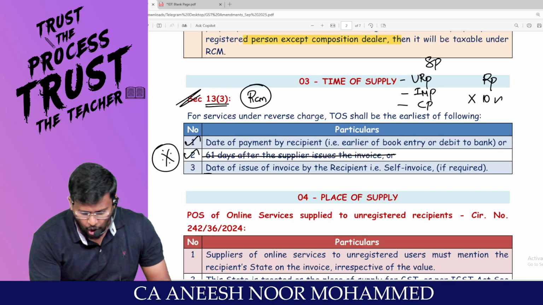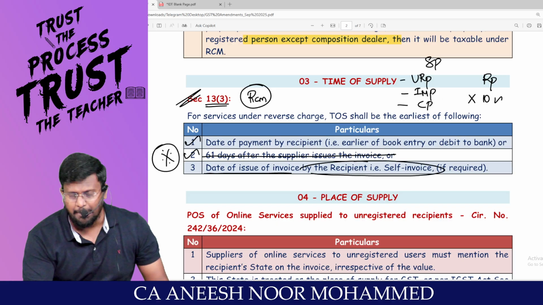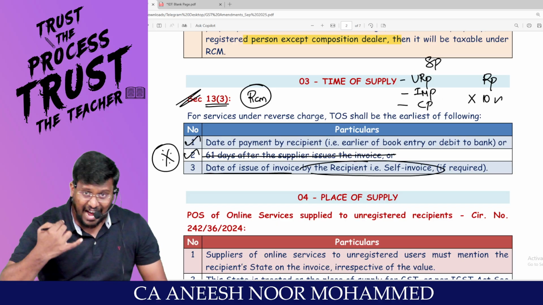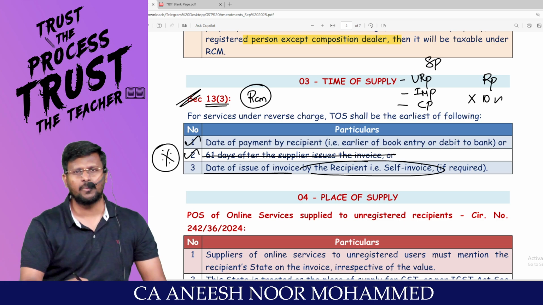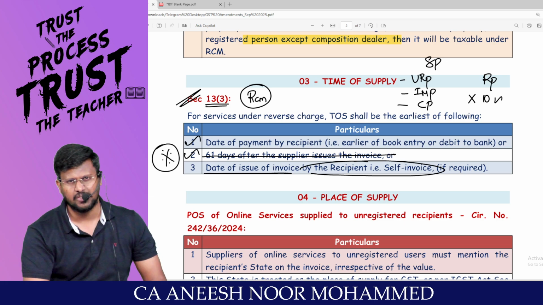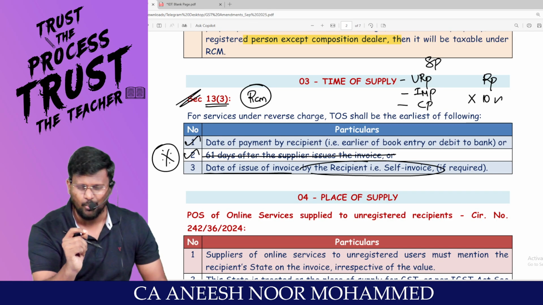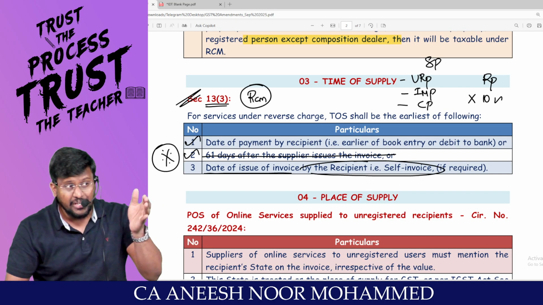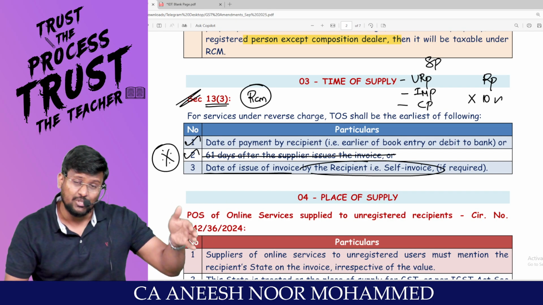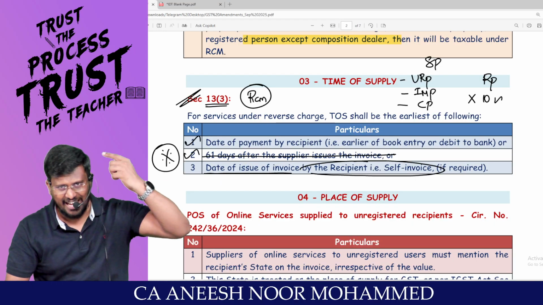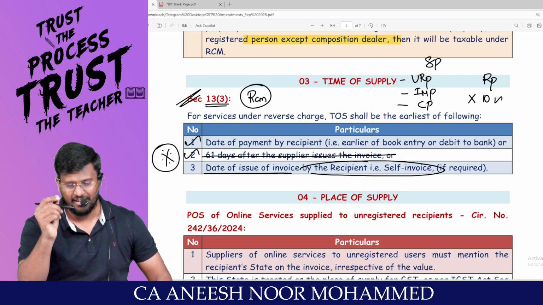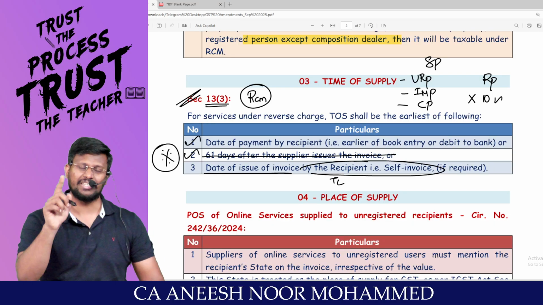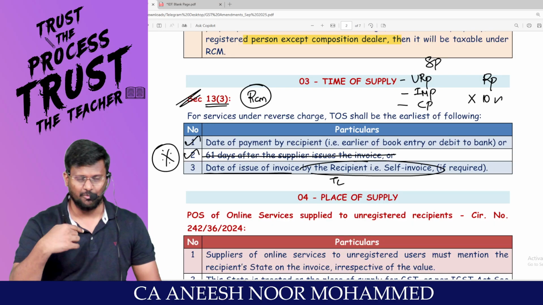Then the date of issue of invoice by the recipient, the date on which I raise the invoice, my dear lovable students, that is the date of time of supply. Here you may ask a doubt. Sir, if the recipient is not raising the invoice at all, if he is taking 6 months or 6 years to raise the invoice? That's why in the tax invoice chapter, they have added the maximum time limit to raise the self-invoice also in the amendment, we will discuss.